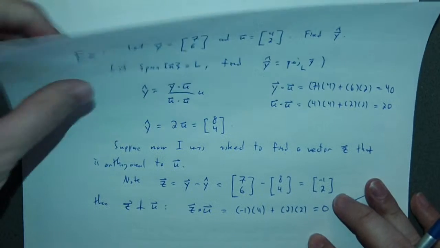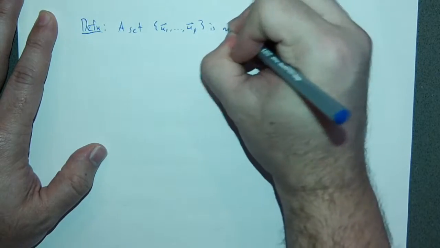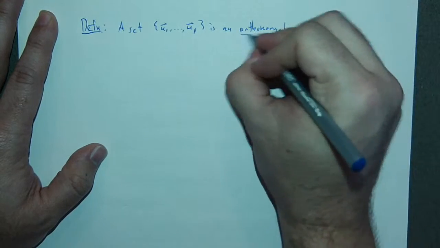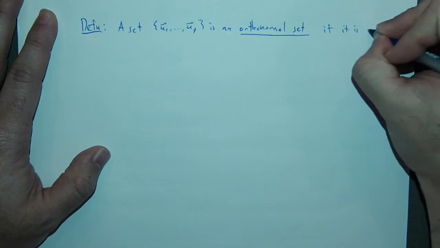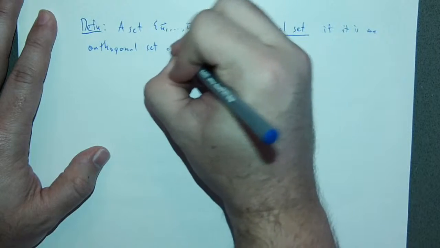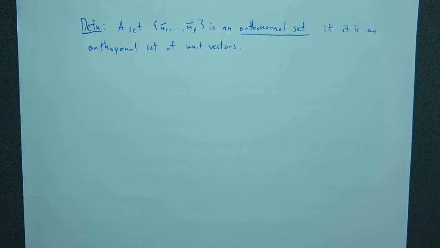There we go. Okay. So a couple of definitions here. A set U1 to UP is an orthonormal set if it is an orthogonal set of unit vectors. So this is an orthogonal set of unit vectors, so vectors having length 1.